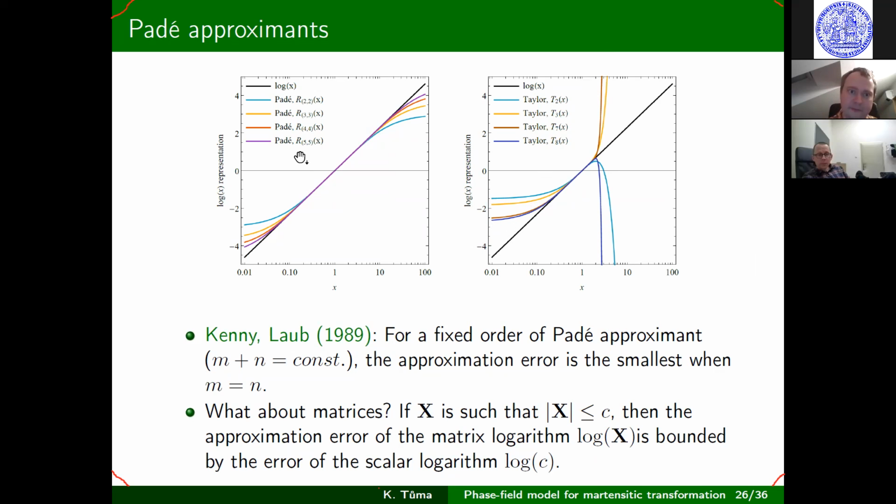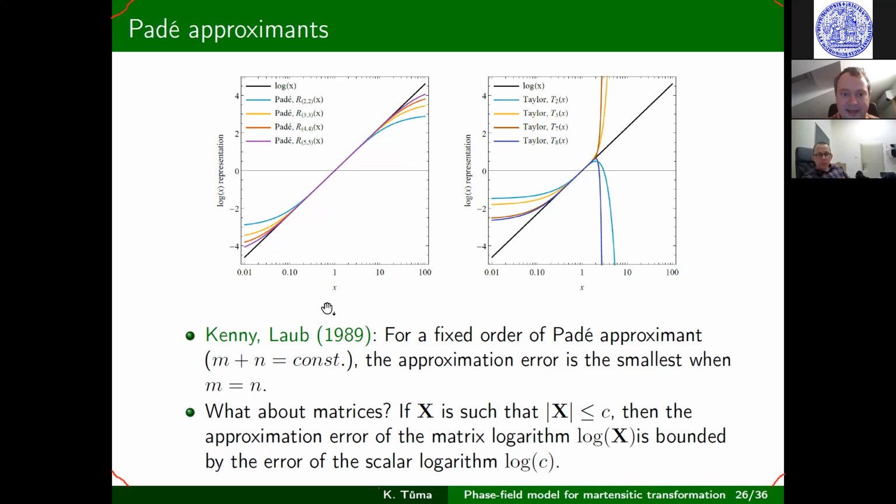On the other hand, if you compare Padé approximations of different orders, you can see that even just Padé approximation of order 2 is better than Taylor expansion of order 8. So this is a good idea. Maybe we can use the Padé approximation. However, this is just for the scalar functions.